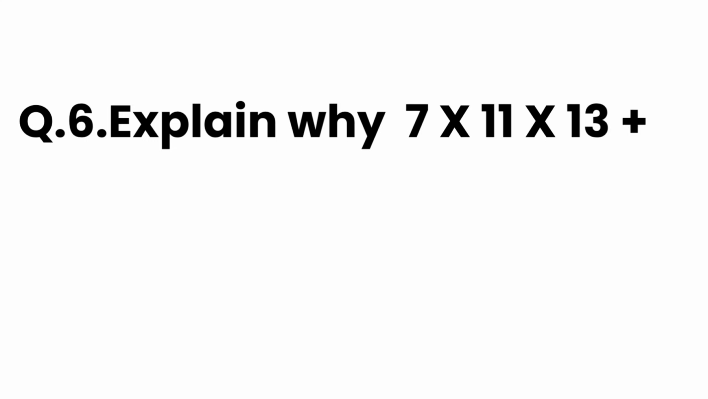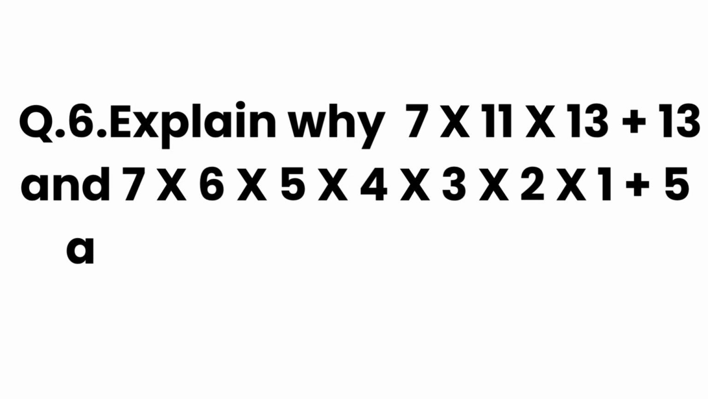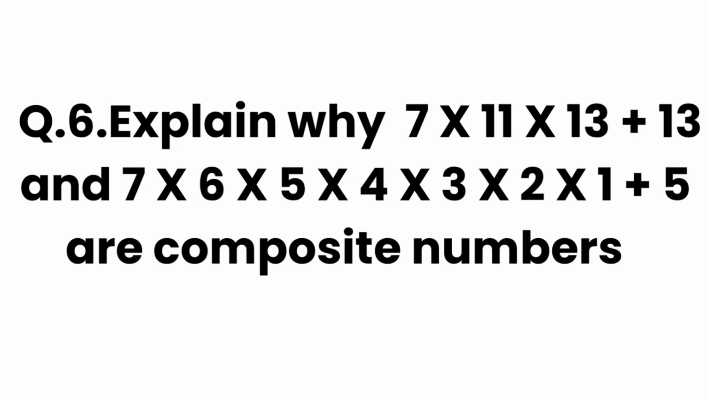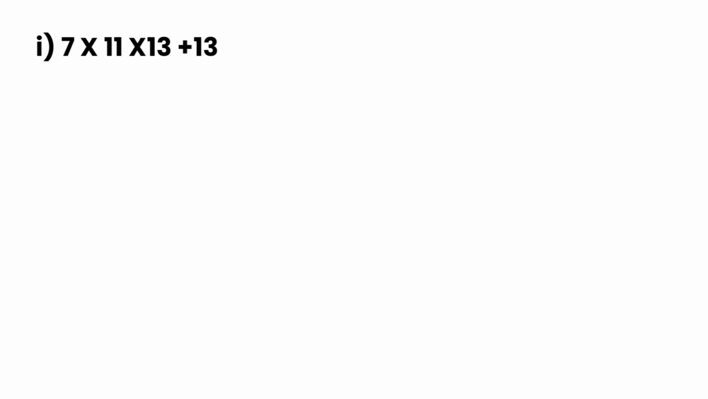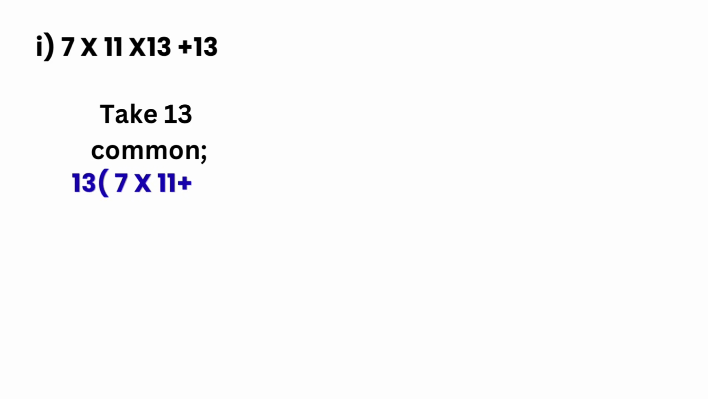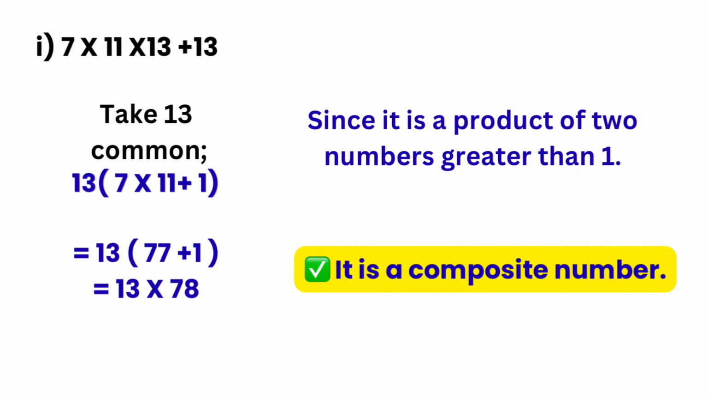This is question number 6. Whenever a question asks us to show that a number is composite, look for a factor other than 1 and the number itself, because composite numbers have more than 2 factors. Now look at the first part. Take 13 as common, then it would be 13 in bracket 7 multiplied by 11 plus 1. Here 7 multiplied by 11 is 77, plus 1 is 78. So it would be 13 multiplied by 78. Since it is a product of two numbers greater than 1, it is a composite number.